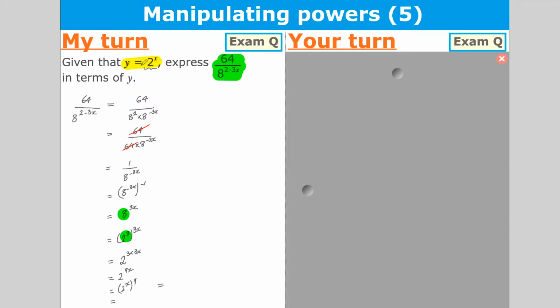We were told in the question y equals 2 to the power of x, so we can replace this with y, and we would get the answer y to the power of 9. So just to summarize, this 64 over 8 squared take away 3, 8 to the power of 2 take away 3x, can simplify to y to the power of 9, and that is our final answer.